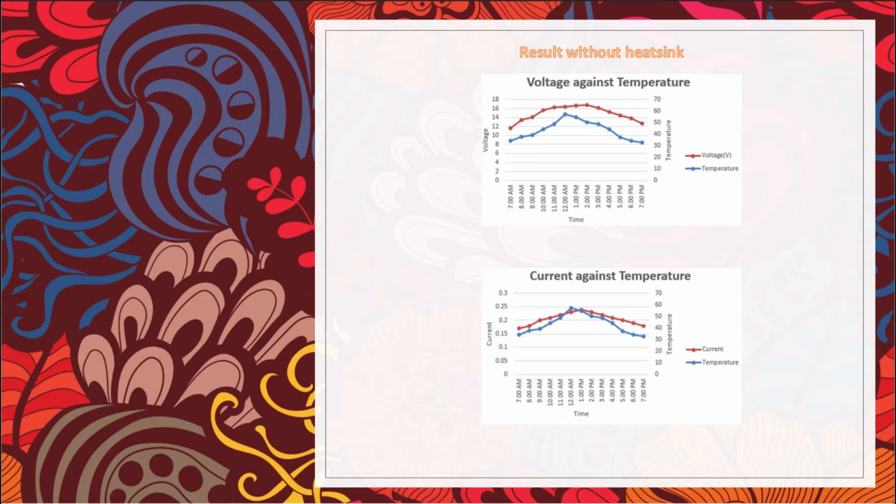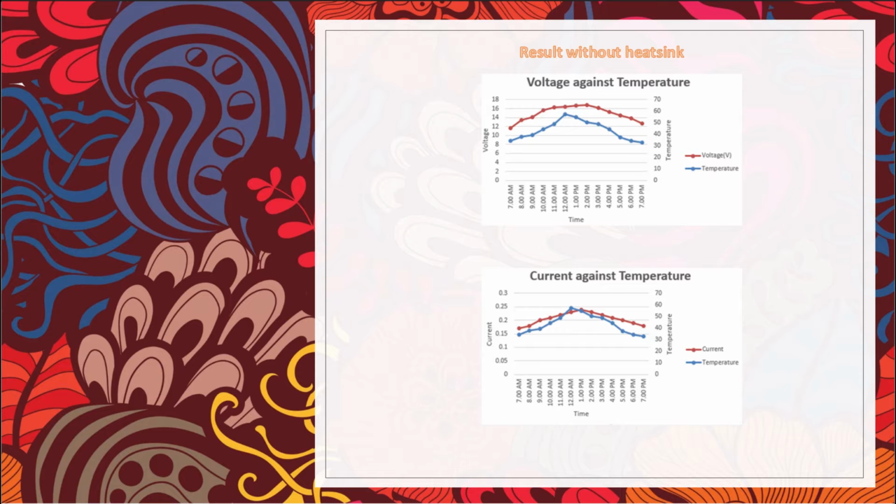For the current against temperature, the highest value for current was 0.24 when the temperature value was 54.8. Even though the highest temperature value was 57.5, the current value only achieved 0.23 ampere at 12 p.m.